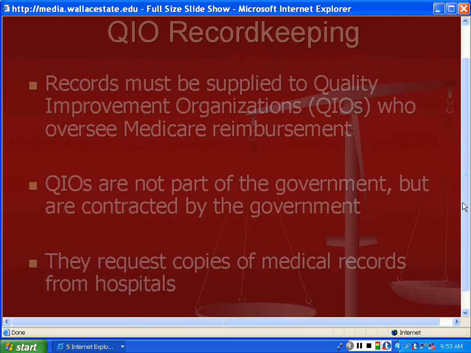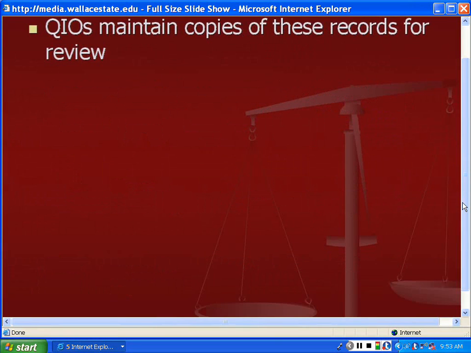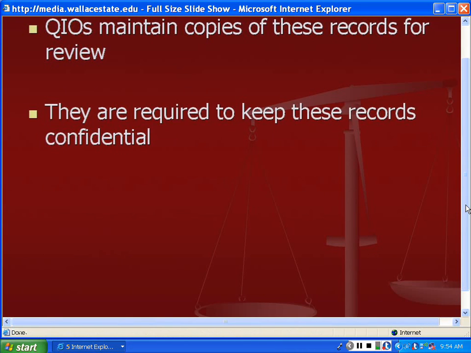Under federal law, since they're contracting with the federal government, they can have copies of these records, and they maintain copies for review. They review the quality of the care given, the coding, all types of things like that. But while they have these copies, they're also required by federal law to keep these records confidential. Just because it passes to them, they can't redisclose them. They have to keep them secure. They cannot let anybody have unauthorized access to copies of records that they keep.